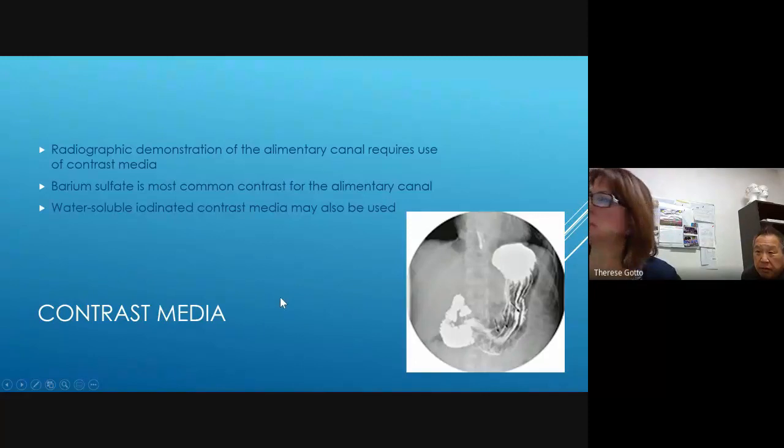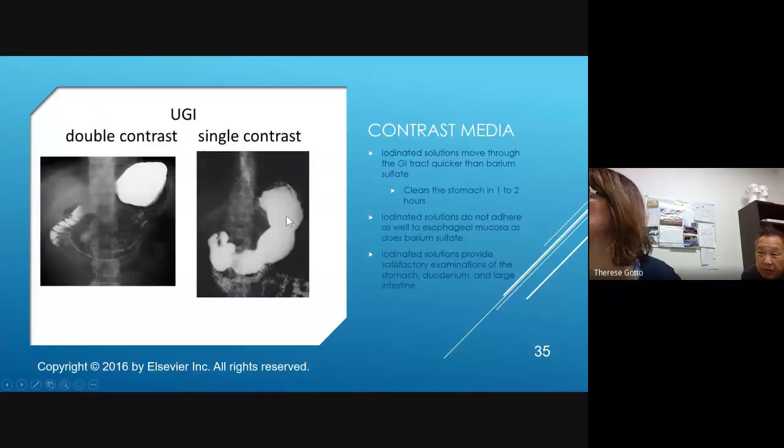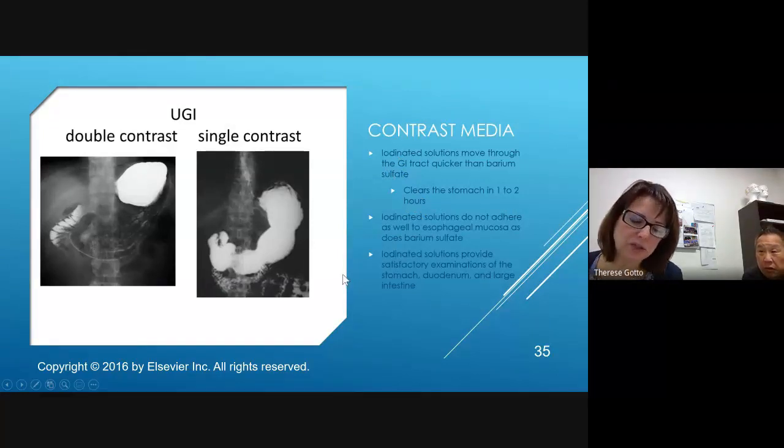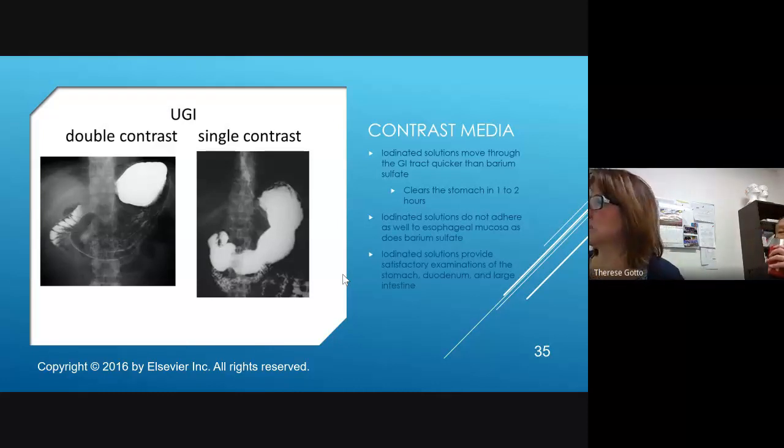Anybody? Water soluble is faster. That is correct. So it moves through the GI tract much quicker than barium. This will clear the stomach in 1 to 2 hours. So if you have a patient and you're ruling out a perforated bowel, you would use water-soluble contrast in case they have to go to surgery, but you're going to need to remember this timing issue changes.